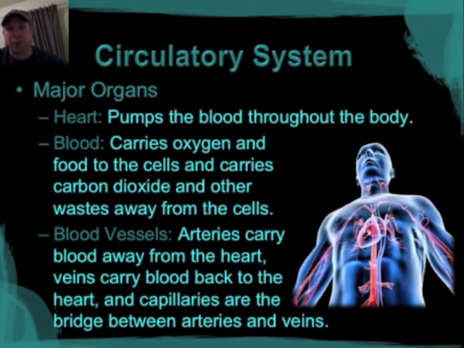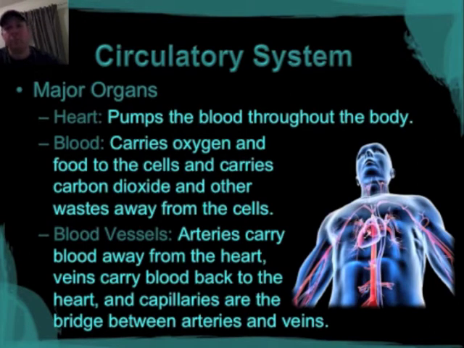The first system that we're going to take a look at is the circulatory system. Now, the main function of the circulatory system is to deliver nutrients to the cells and then take away waste products from the cells. Every cell in your body needs water, food, and oxygen, just like you need water, food, and oxygen. And then every cell in your body also produces waste, just like you produce waste. So it's the job of the circulatory system to take water, food, and oxygen to each cell and also to take away the waste products.